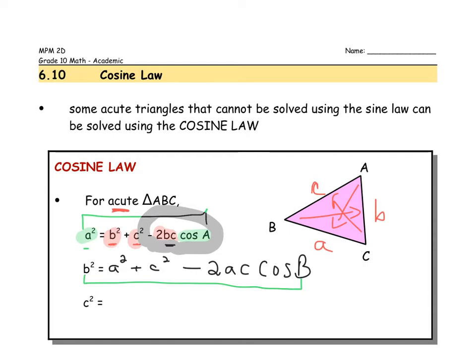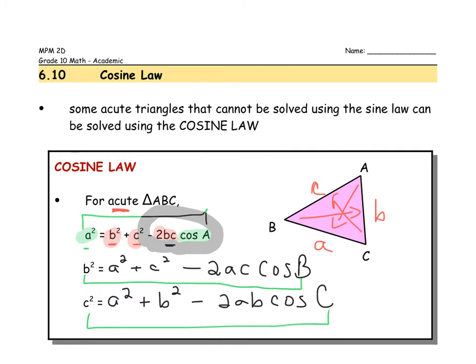So for side C, I would write out the law of cosines as c squared is equal to a squared plus b squared minus 2ab times the cosine of angle C. So again, just maintaining that and then noticing the relationship here. Okay, let's try a question.